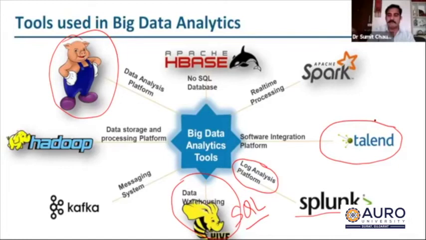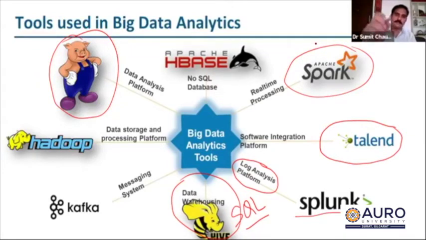Next one we have is Apache Spark. It is used for real-time processing. It is fast and efficiently executes streaming, or you can say machine learning, right? So that's how Apache Spark works. It is related to real-time processing basically.